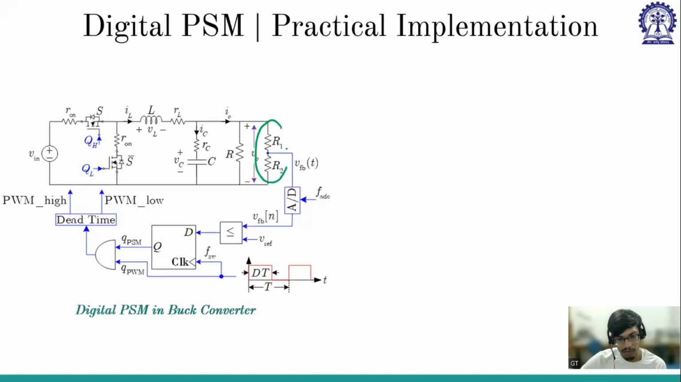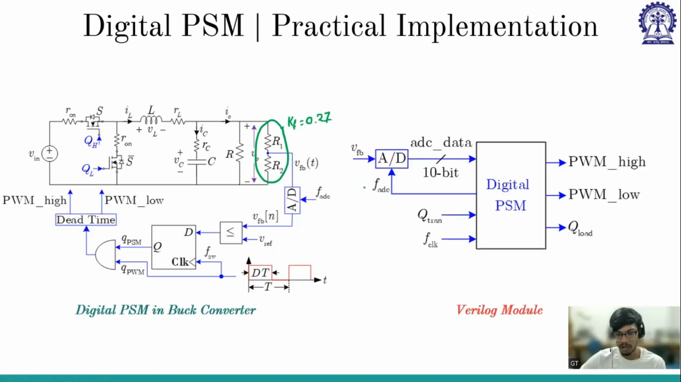We have this V feedback, gain is 0.27, going into the ADC. The logic here is, if the voltage is less than V reference, then we'll feed a fixed duty ratio pulse. If the voltage is more than V reference, then we'll skip. So we have two things: one is the charge pulse, and the other one is the skip pulse.